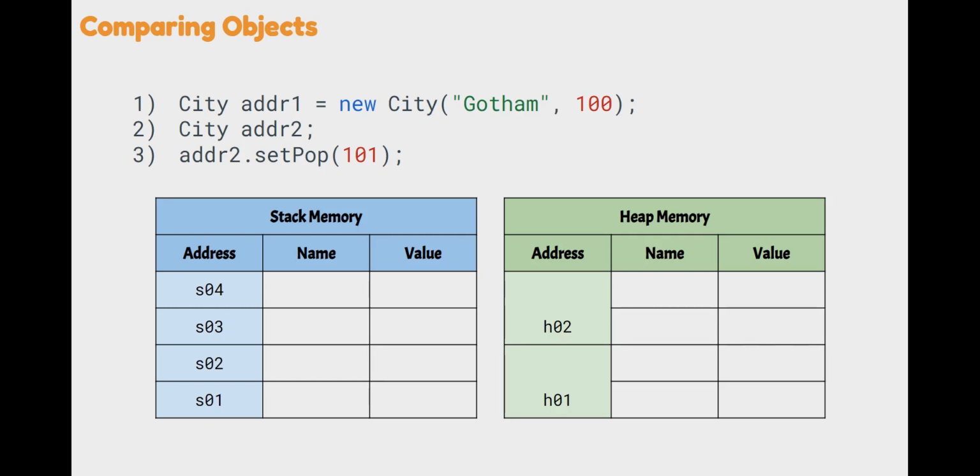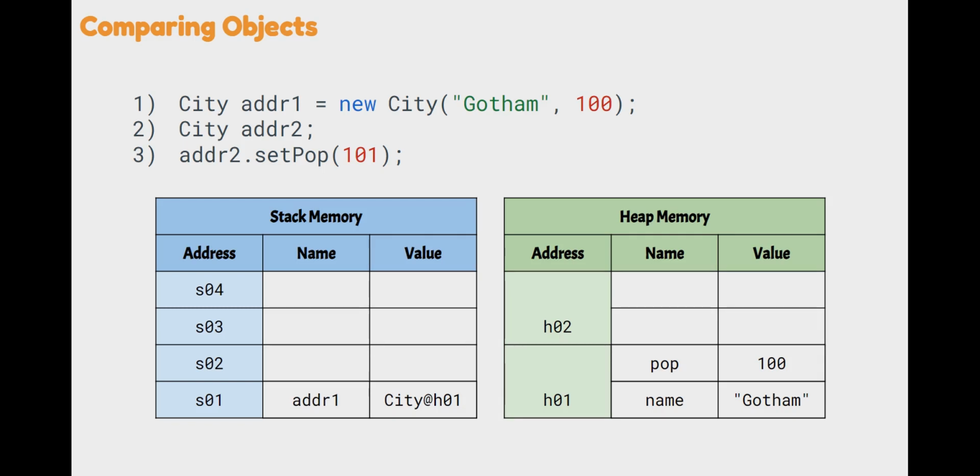Line 1 is still the same. We're using the keyword new to reserve some memory in heap memory. We're calling the city constructor to initialize those member variables. We are then storing a reference to that address in stack memory for address 1.